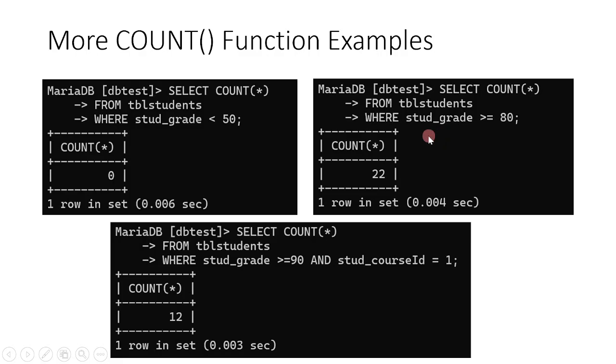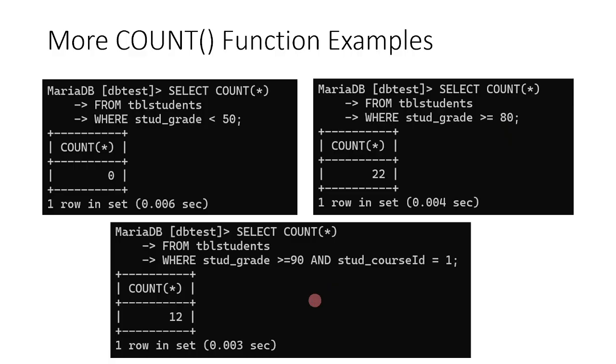So here, how many students get a grade which is greater than or equal to 80? Again, select count, then the number of all columns, then from table students where grade is greater than or equal to 80. So it returns 22, so therefore there are 22 students whose grade is greater than or equal to 80.